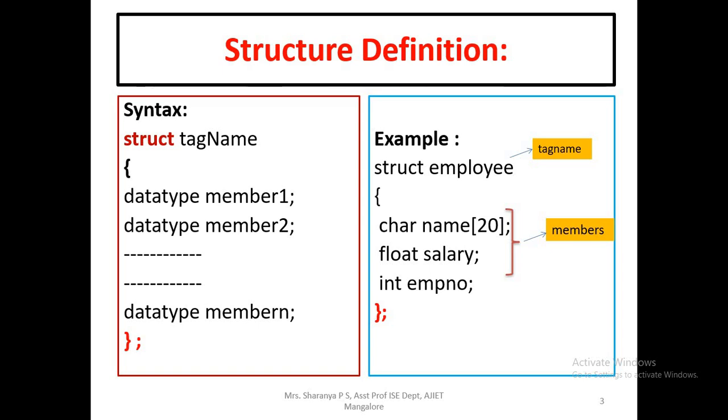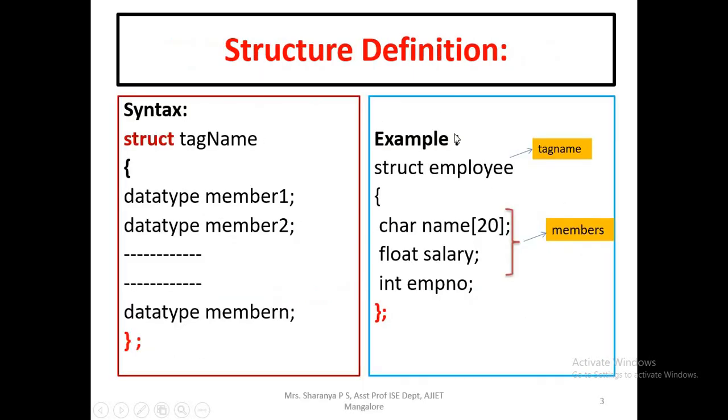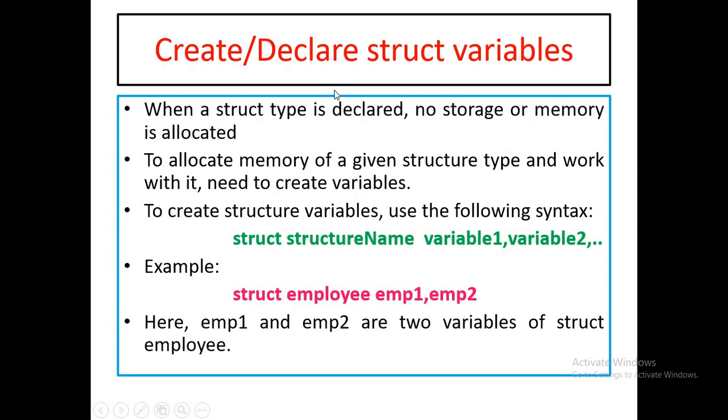This is how we can overcome the problem that we are facing with arrays by using the user-defined data type structure. And now we'll see how we can create or declare the structure variable. By defining the structure, we have defined the user-defined data type by the name employee. Here, by mentioning it like this, we have not yet created any memory location to store the values for this employee. In order to do that, we have to declare the struct variable.